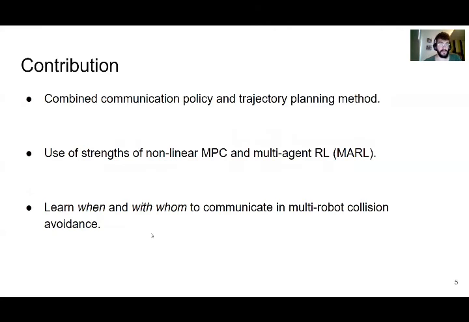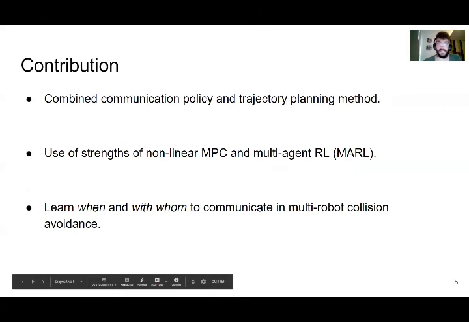Thus, our contribution is the presentation of a combined communication policy and trajectory planning method that can use the strengths of nonlinear MPC and multi-agent reinforcement learning, thus learning when and with whom to communicate in multi-robot collision avoidance tasks.